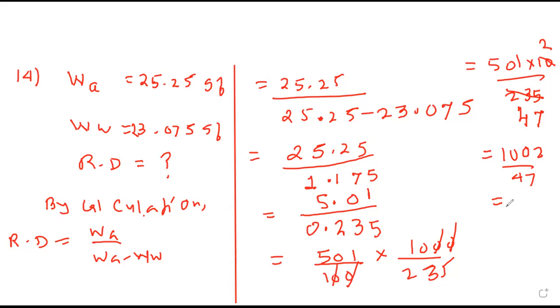You all, please write the data first. Write the data. Yes, sir, 21.3 it is coming. The numerator is 25.25. The denominator is weight in air minus weight in water. 21.3, that subtraction.